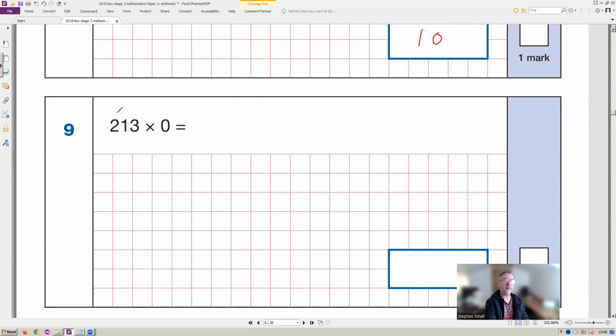Anything times 0 is going to be 0, but let's do it again like this. 2, 1, 3 times by 0. 0 times 3 is 0. 0 times 1 is 0. 0 times 2 is 0. Our answer is 0.